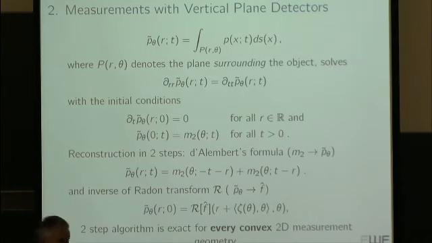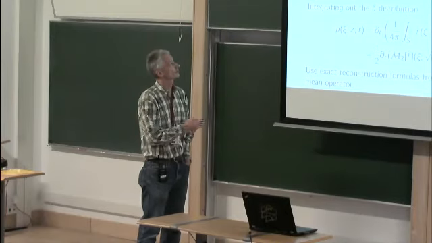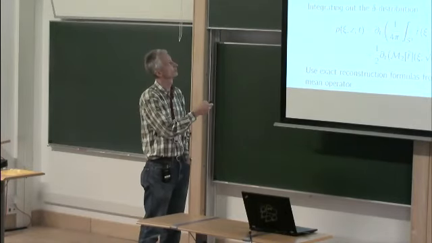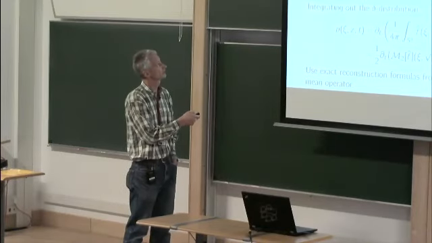And interestingly enough, this approach works for every convex geometry. So I think it's a very nice way to measure it. If you don't want to restrict yourself to certain measurement geometries, this is the approach to go, because the reconstruction formulas are exact for every convex domain. With point detectors, it's actually one of the most complicated things, but still very elementary. You measure the pressure. You express the pressure formula with the spherical means. This is still 3D.